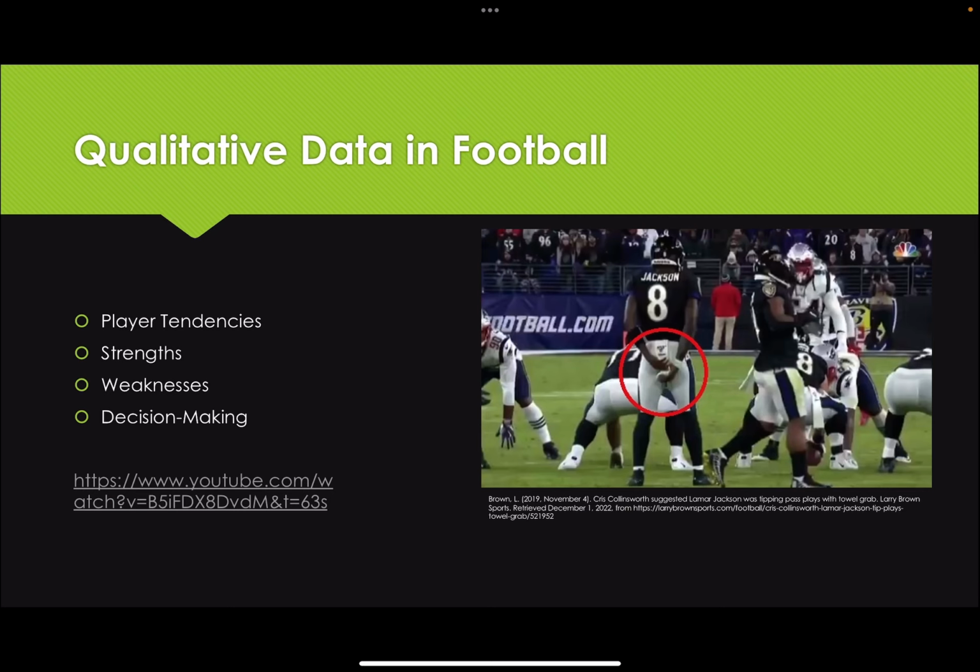And I have a video to show us different tendencies that opponents look for when doing certain things.